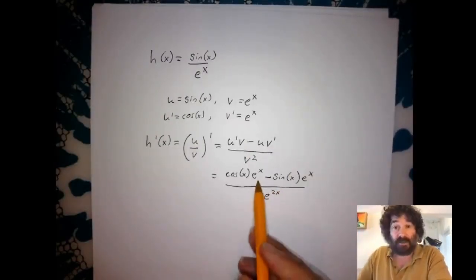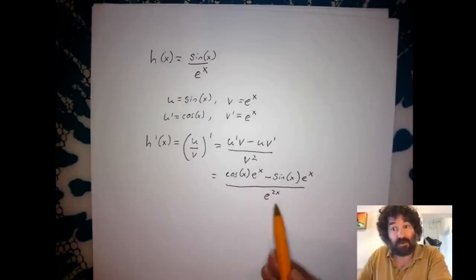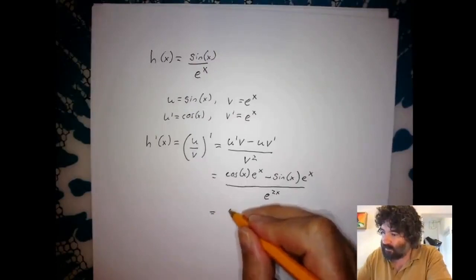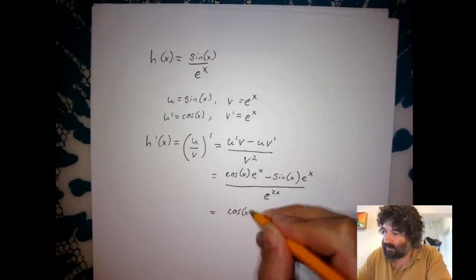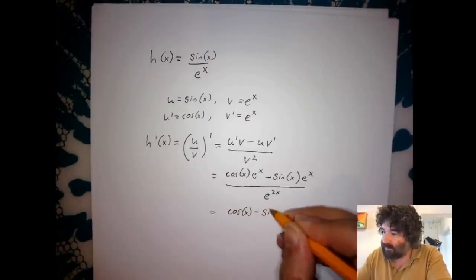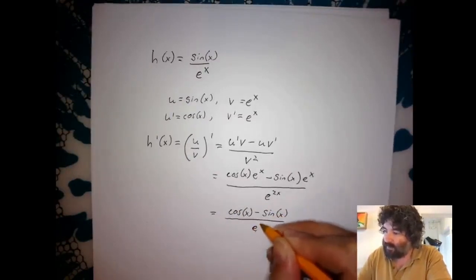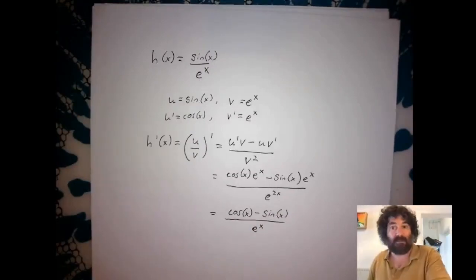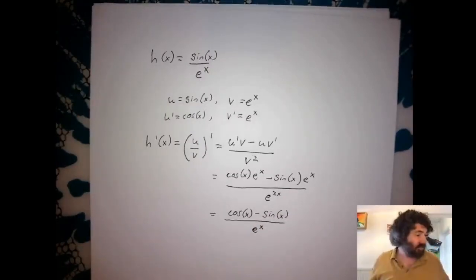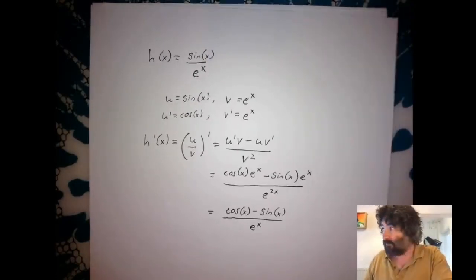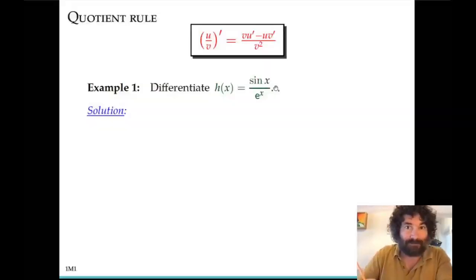Okay, and here we can factor out the e to the x in the numerator and cancel with one of the factors in the denominator, and simplify this to cosine of x minus sine of x divided by e to the x, the derivative of this function h using the quotient rule. All right, so I'll do one more example using the quotient rule.